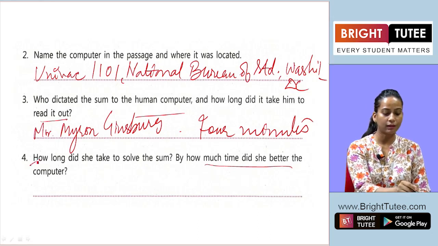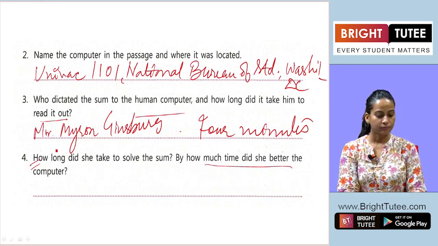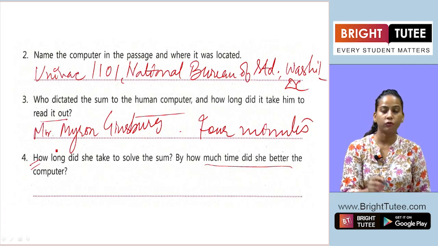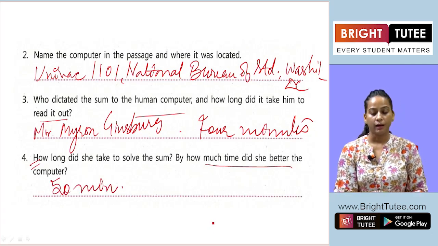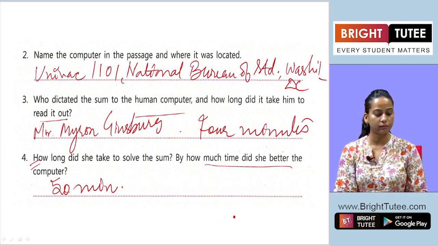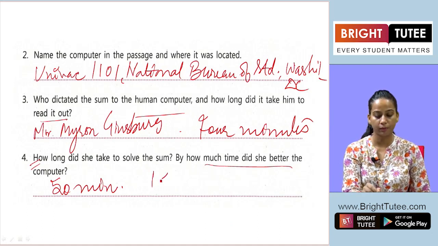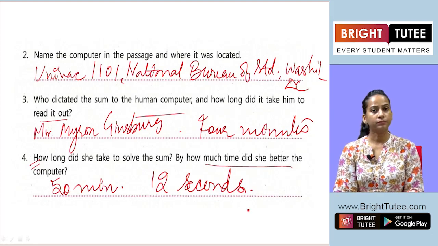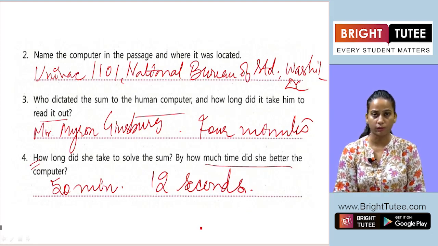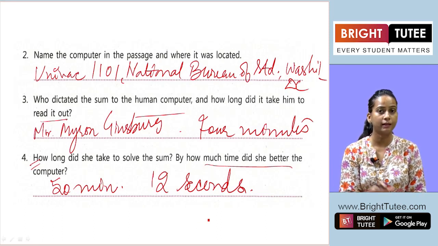So here we can say that again they have asked two parts. The first one, we can mention how much time she took to solve the sum, that was around 50 minutes. And by how much time did she better the computer? So we can mention she bettered the computer by 12 seconds here. Clear? So this is the answer of the fourth one. Two parts they have asked in question number 4, and we have answered based on our scanning technique. We followed the scanning technique and through that only we are getting these answers easily.